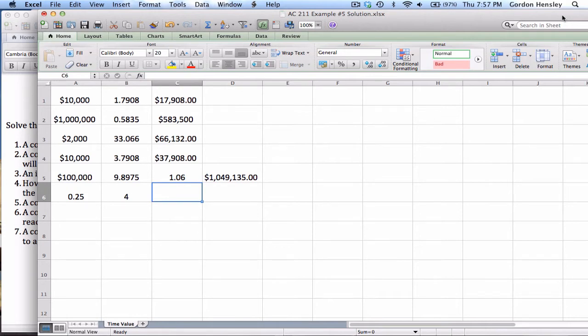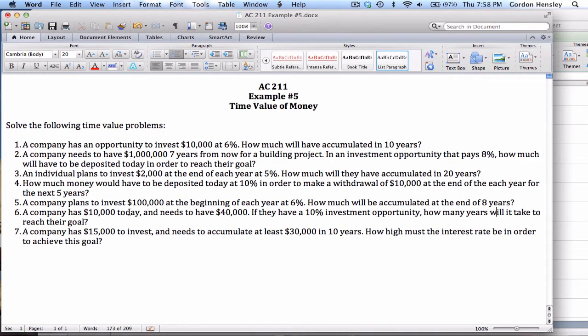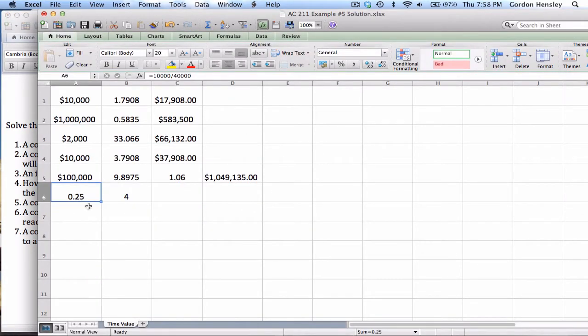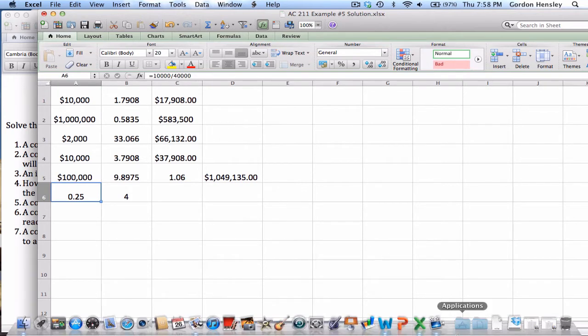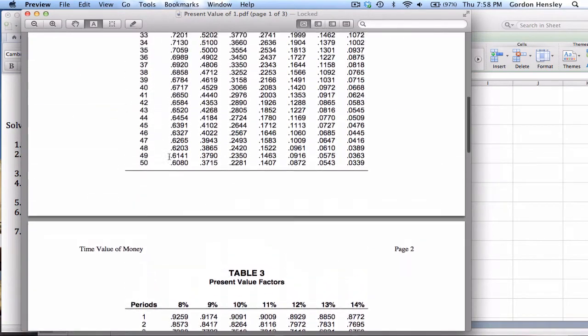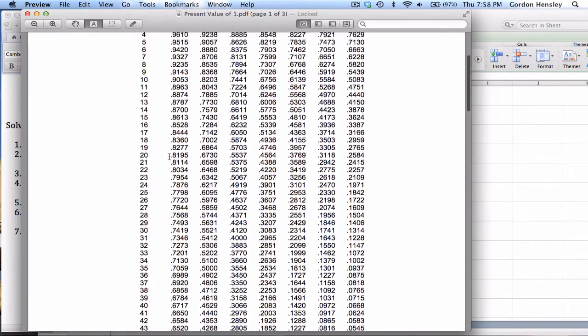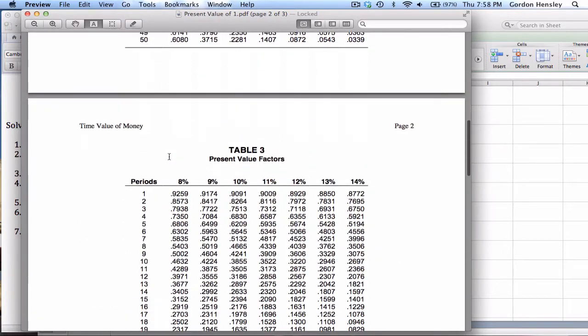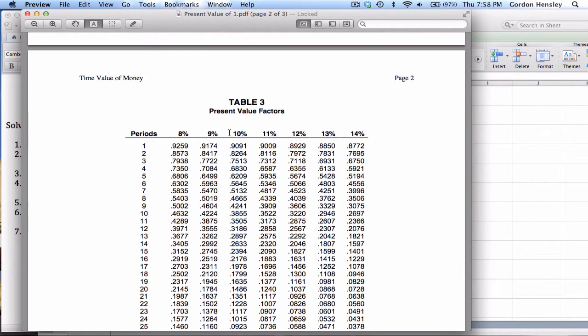Well, it depends on how I use that answer. In that example, it says 10%. That's the percent. I don't know the number of periods. So what I could do is this answer of 0.25, I'm going to look at the present value of one table. So here's the present value of one table. Now I'm going to look for 10% because that's the rate that they gave me. The answer I had was 0.25.